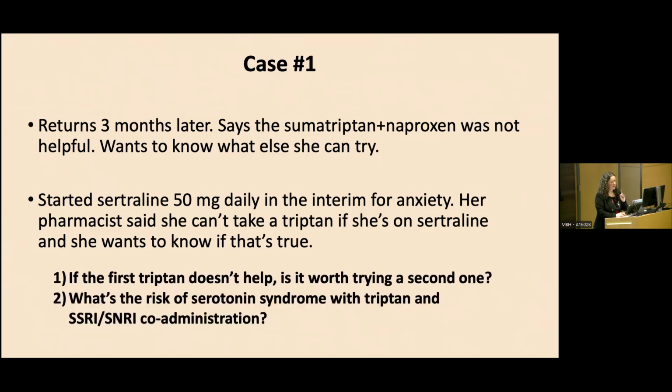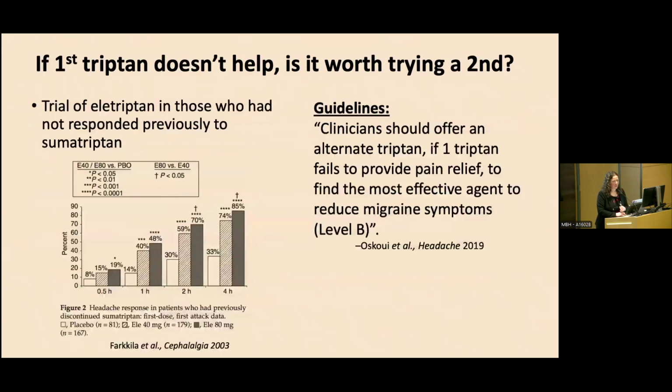So this brings up two questions. If you don't respond to the first triptan, is it worth it to try a second one? And what's the deal between the triptans and SSRIs and SNRIs? Let's take the first one first. If the first triptan you try doesn't work, it is worth trying a second one. This is a trial of eletriptan in people who were previous non-responders to sumatriptan, and their 2-hour response rate, that's usually where we would look at the 2-hour time point, is just as good as a completely unselected population. So it does seem worthwhile to try a second triptan if the first one doesn't work.